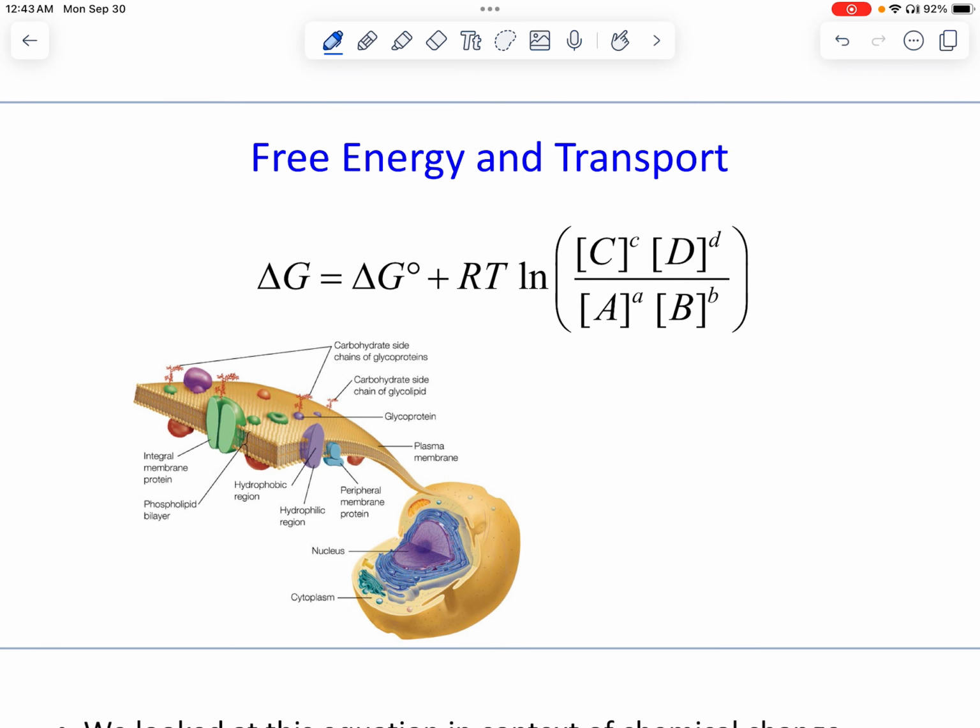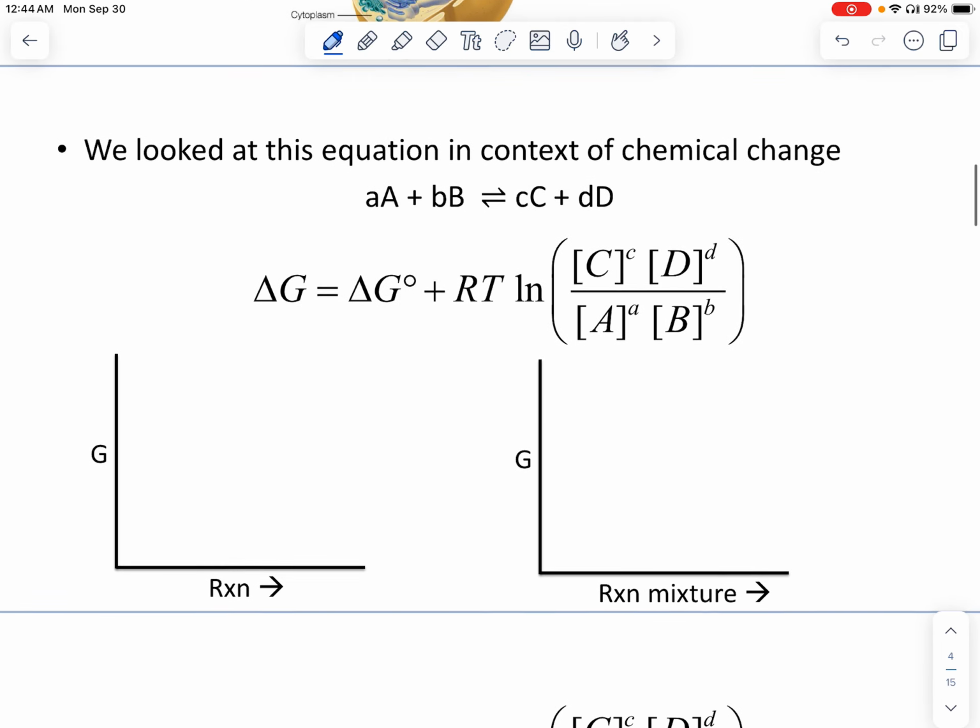So we have two big ideas. We have this idea of free energy, and we had our free energy equation, delta G, and we have our fluid mosaic model for the lipid membranes and membrane transport. We want to marry these two big ideas and eventually be able to quantitatively understand the energy associated with membrane transport. So let's look a little bit.